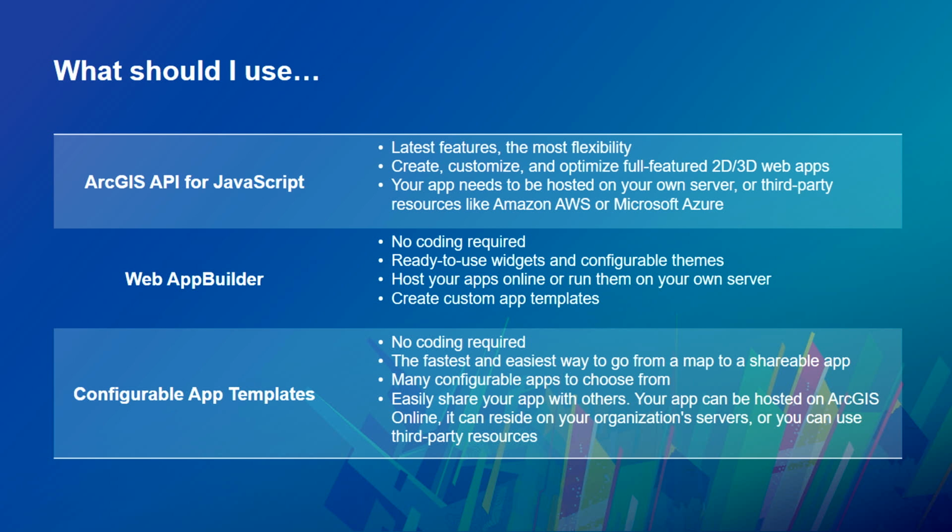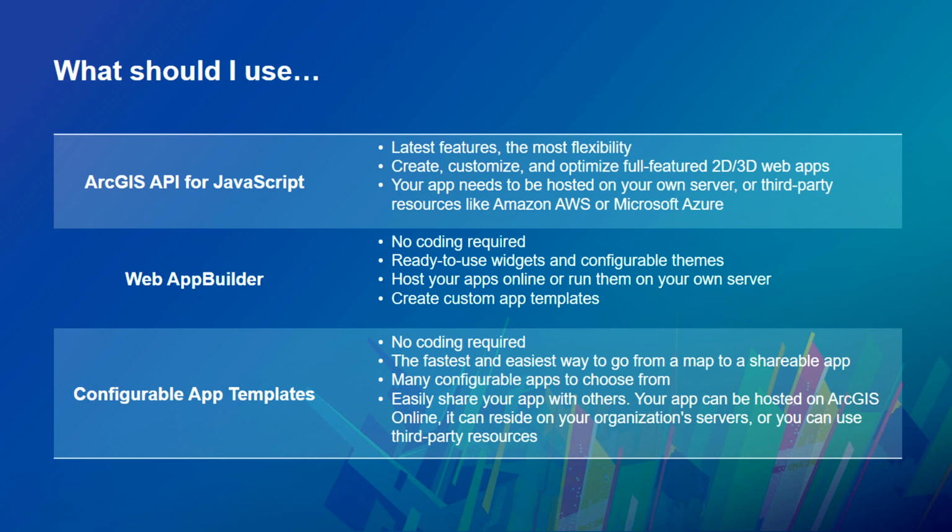With the configurable app templates, there's also no coding required, and it is the fastest and the easiest way to go from a map to a shareable app. And there are many options of the configurable app templates that you can choose from. You can easily share your app with others. You can choose to host your web app on ArcGIS Online, it can reside on your organization's server, or you can use third-party resources as well.